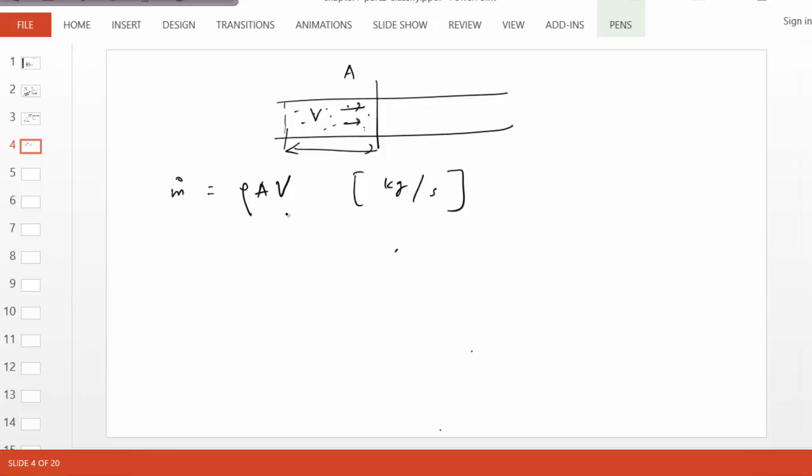There is a more elaborate proof for that in the textbook you can go over, but I guess this suffices. Of course, density has to be in kg per meter cube, area must be meter square, and velocity must be meter per second.